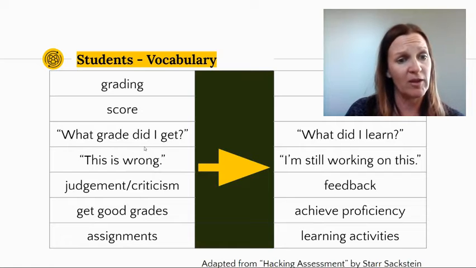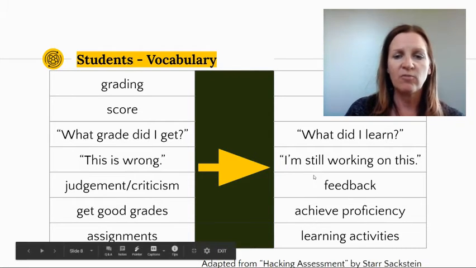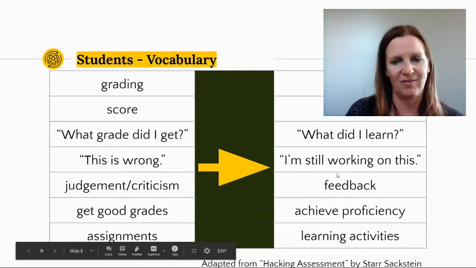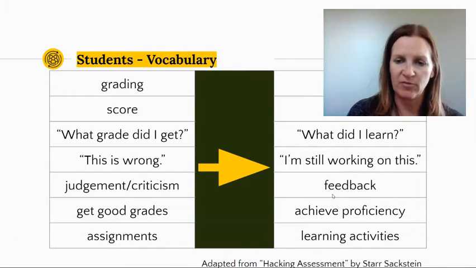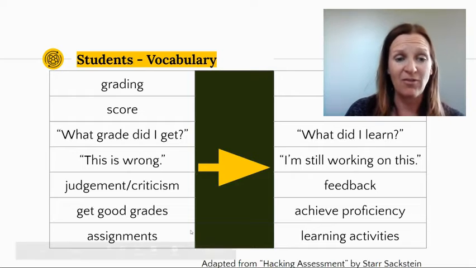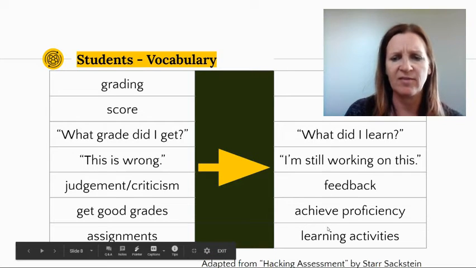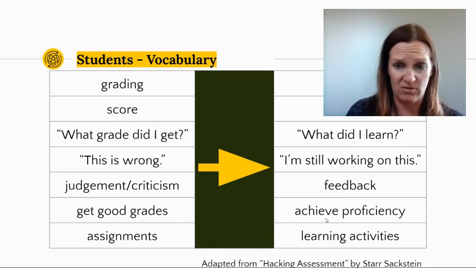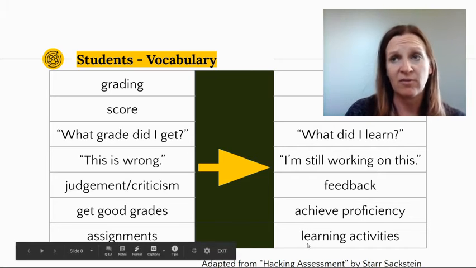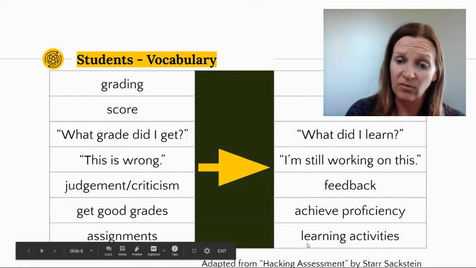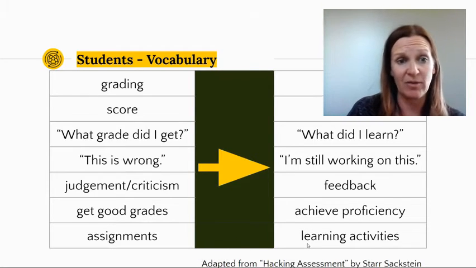I try to move them from thinking about what grade did I get to what did I actually learn when I did this. From this is wrong to I am still working on this. It's all about feedback, which they will receive from both myself, Mr. Lohndorf, and each other, rather than like a criticism about their ideas. And again, the goal is to learn and achieve proficiency, not to get good grades. That will just happen as long as they're learning and achieving proficiency. And then finally, again, to focus on that learning, I always call things learning activities rather than assignments.